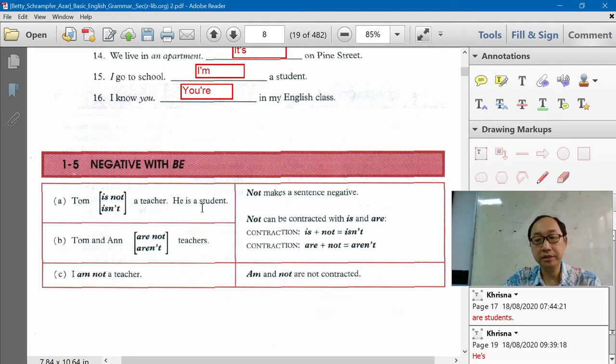Not makes a sentence negative. Not can be contracted with is and are. For example, is not, isn't, and are not, aren't. Am and not are not contracted. I am not a teacher. Actually we can use contraction, I'm not a teacher. I am not a teacher, I'm not a teacher. Jadi yang ini bisa dikontrak juga sebenarnya.